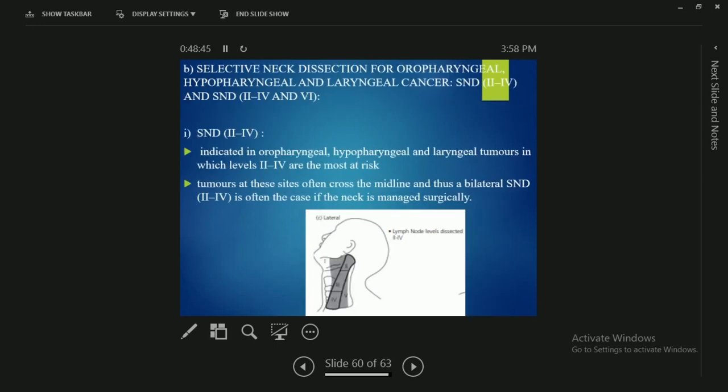Now, selective neck dissection for oropharyngeal, hypopharyngeal and laryngeal cancer. Selective neck dissection 2 to 4 is indicated in oropharyngeal, hypopharyngeal and laryngeal tumors, in which levels 2 to 4 are most at risk. Tumors at these sites often cross the midline, and thus bilateral selective neck dissection is often the case if the neck is managed surgically.